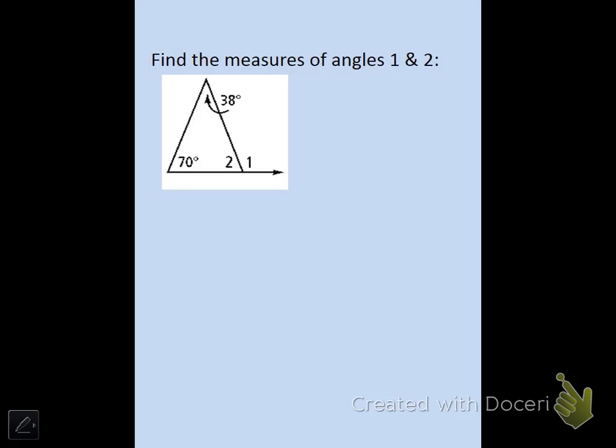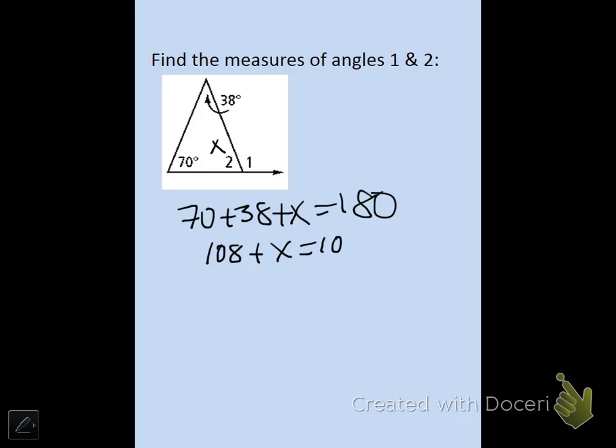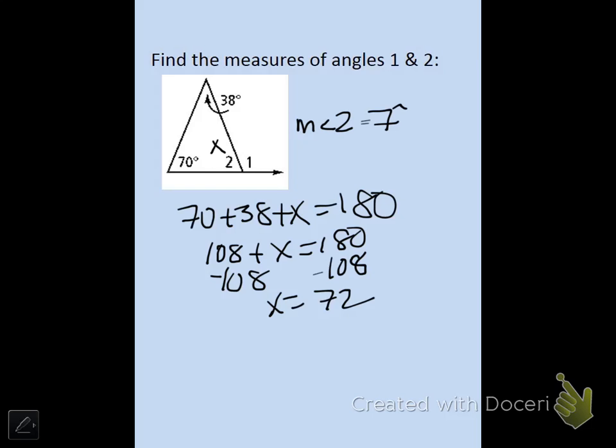Okay, so I have this. So we know that in a triangle, all of the degrees should add up to be 180, but we don't know this one. So what I could do is take 70 plus 38 plus x and set it equal to 180 and solve for x. So 70 plus 38 is 108. Subtract 108. So then x is going to be 72. So I know that the measure of angle 2 is going to be 72 degrees.